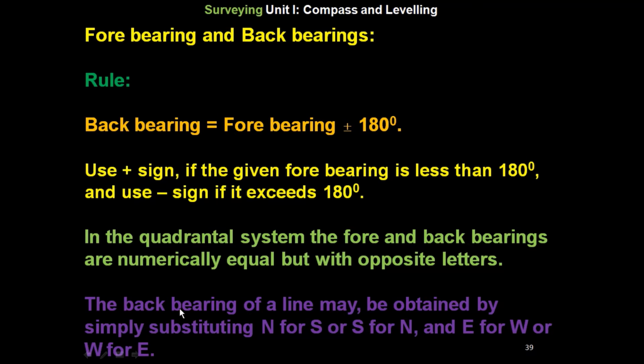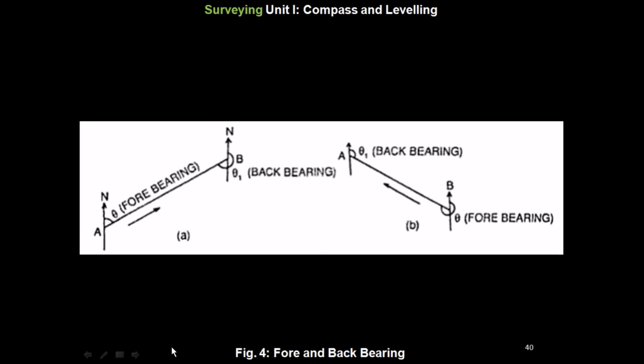The back bearing of a line may be obtained by simply substituting north for south or south for north and east for west or west for east. Now here we can see the figure for the fore bearing and back bearing. This is the north, station A is there. This is the line of progress of the survey, A to B.